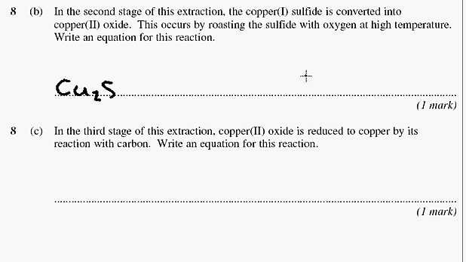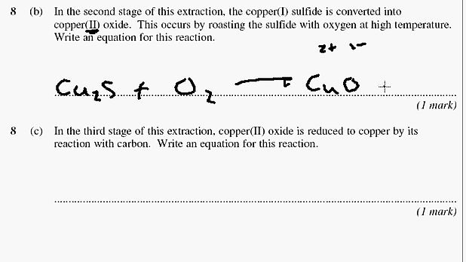Cu2S. So we've got a copper sulfide. So roasting it, it must be in oxygen, plus O2. We're told what we're making, copper 2 oxide. We know oxygen is O2 minus, so this must be CuO. We've got 2 minuses here and 2 positives. It's copper 2, so that's our 2 positives. CuO.